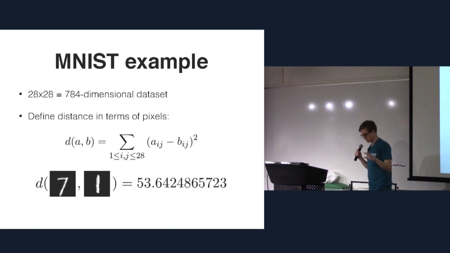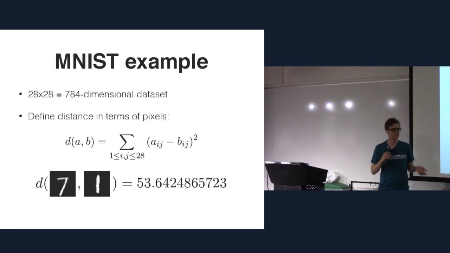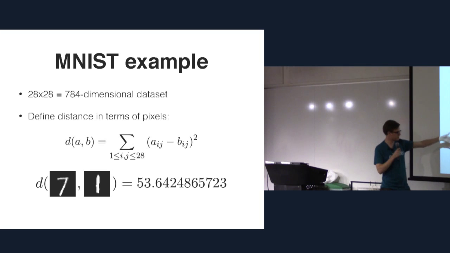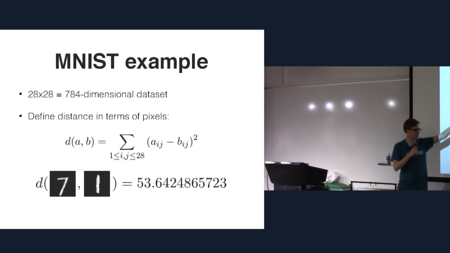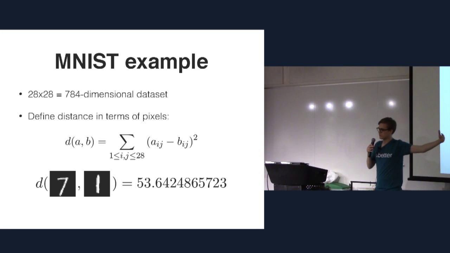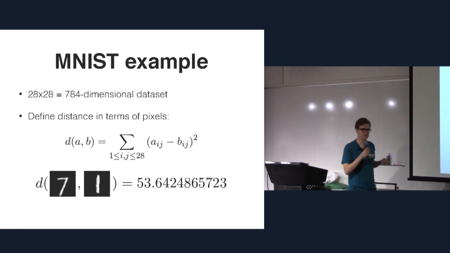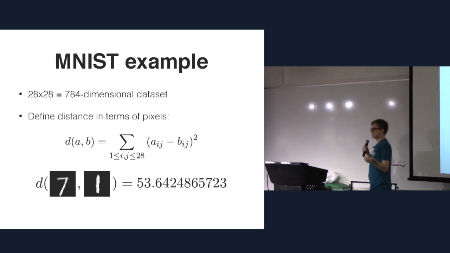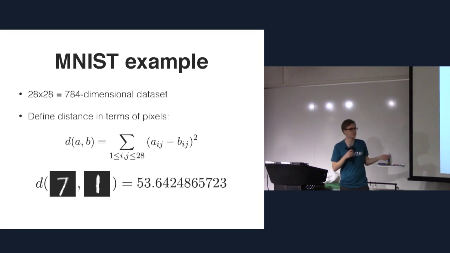Here's the canonical machine learning data set, MNIST. It's 60,000 handwritten digits. They're all 28 by 28 grayscale. So why is this a vector space? You can take these 784 pixels and smash them into one big vector, and you get this 784 dimensional space, 28 by 28. So now we have 60,000 points in a 784 dimensional space.